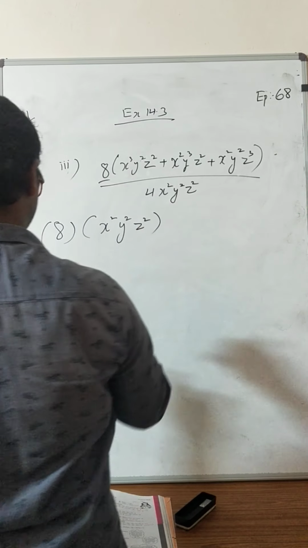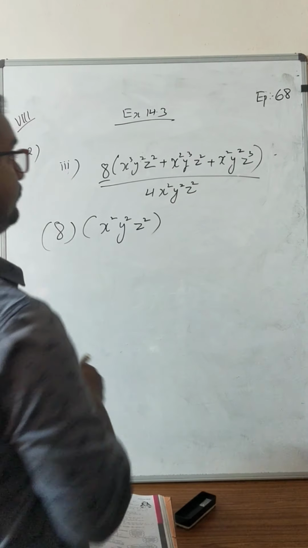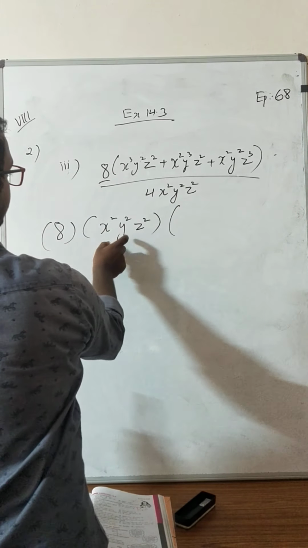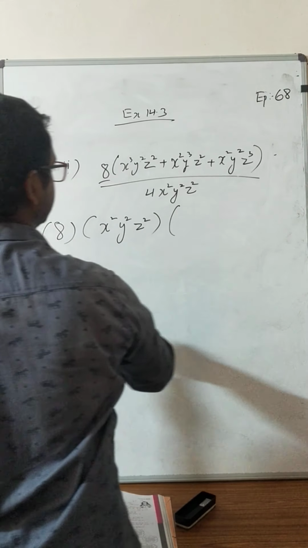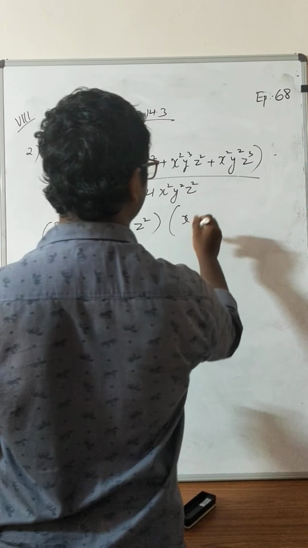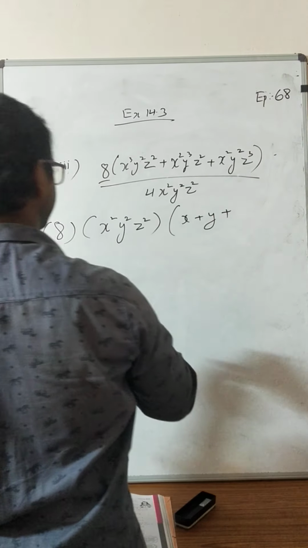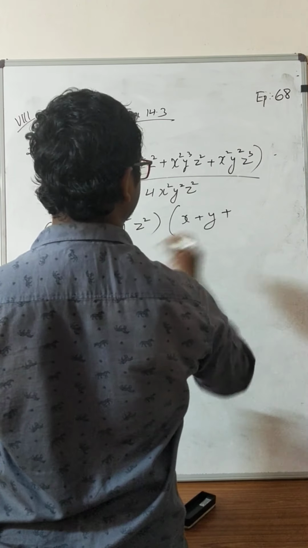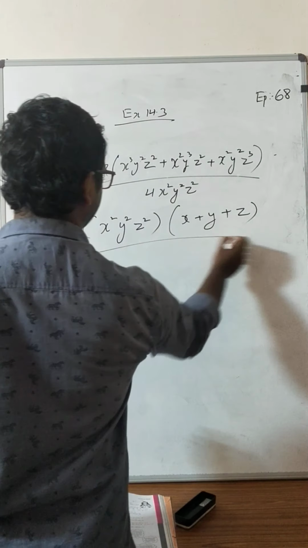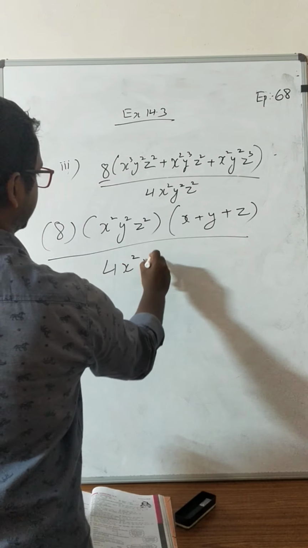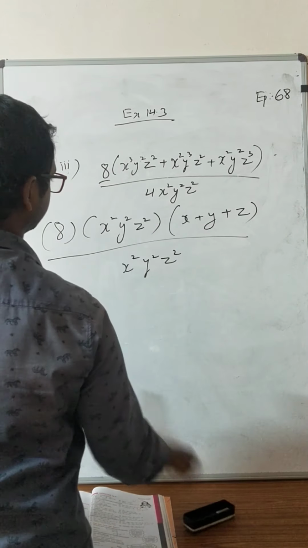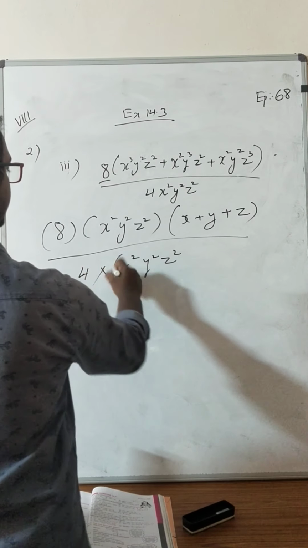When I take x square, y square, z square as common, what is left in the bracket in these three terms? From the first term, 1 x is left. From the second term, 1 y is left. From the third term, 1 z is left. Now this entire term has to be divided with 4 x square y square z square. 4 x square y square z square is nothing but 4 into x square y square z square.